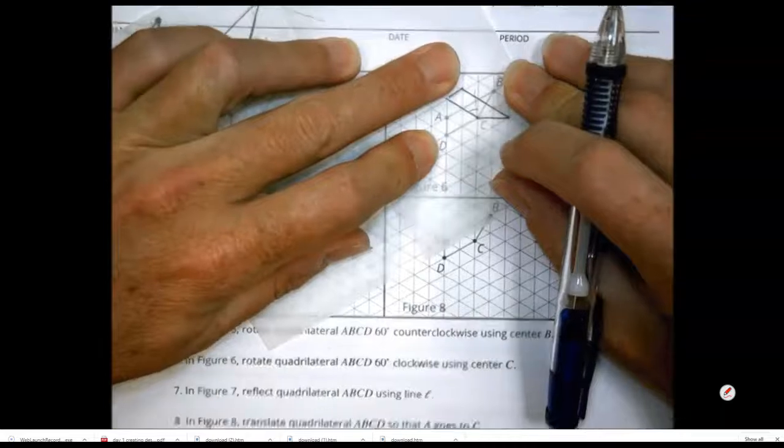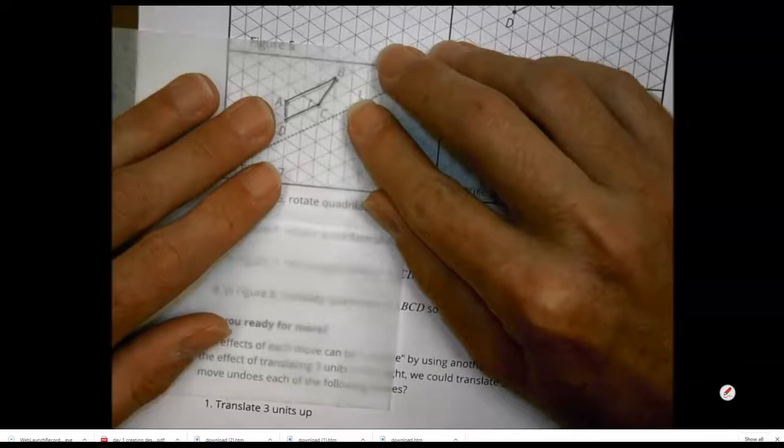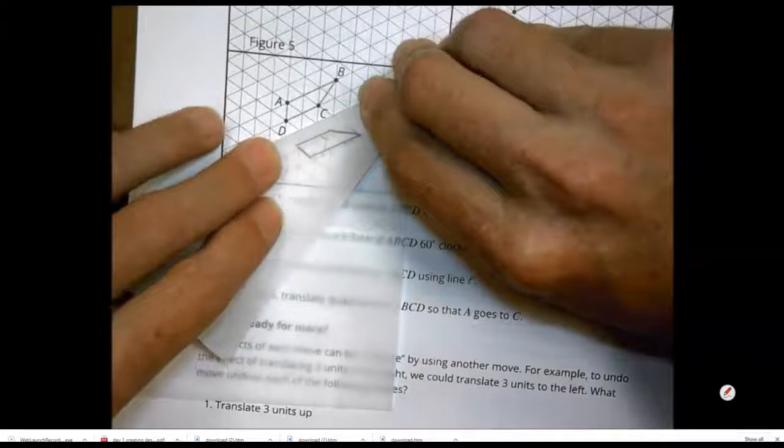and that's where I am there. When I look at this one, I want to reflect it across line L, and so same type of idea. I take my shape, and then I'm going to bend it or fold it over that reflection line to make that mirror image over here. That's the nice reflection from there to there.